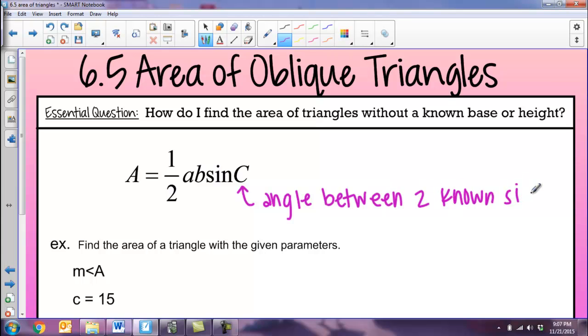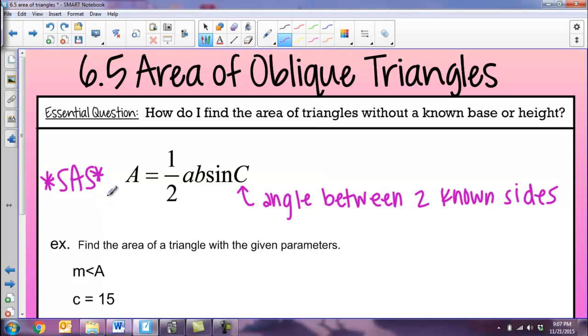So basically, we are using this formula when you know side, angle, side, that type of a triangle. So when you have a side, the angle in between it, and then the side. So again, these guys right here are all interchangeable. You just have to have a side, angle, side triangle.